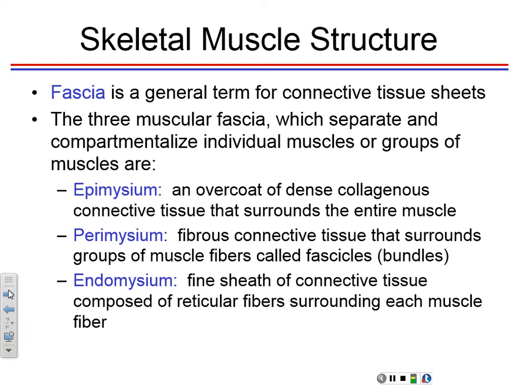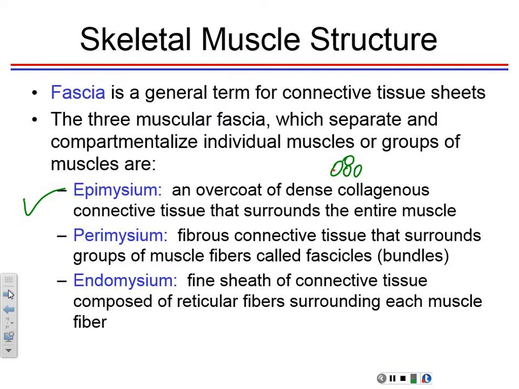So the epimysium is on the outside, the overcoat, a dense collagenous tissue that is continuous with the tendons. The tendons attach muscle to bone. Right? So it covers the entire muscle, like the entire biceps, which has two heads, two sub-bundles. Right? And then the perimysium covers bundles of fibers like that.